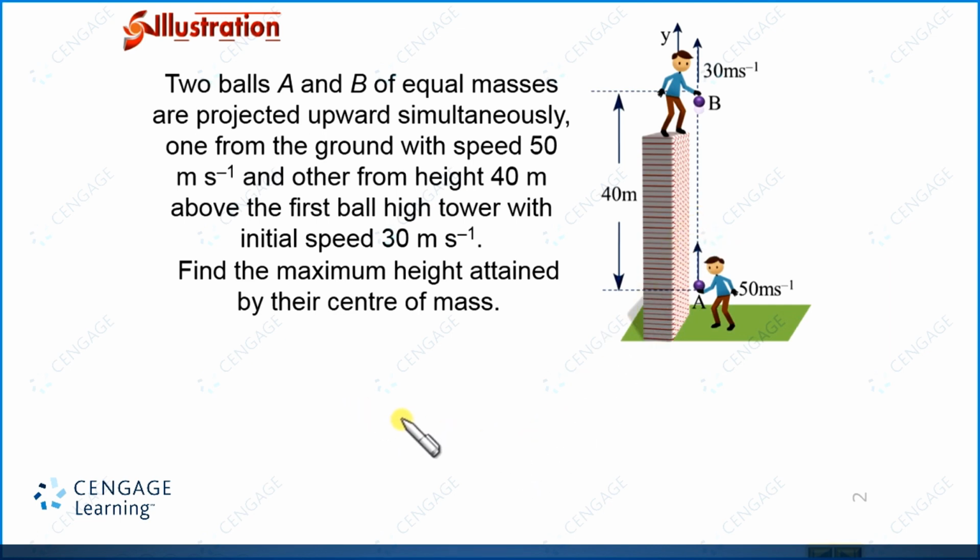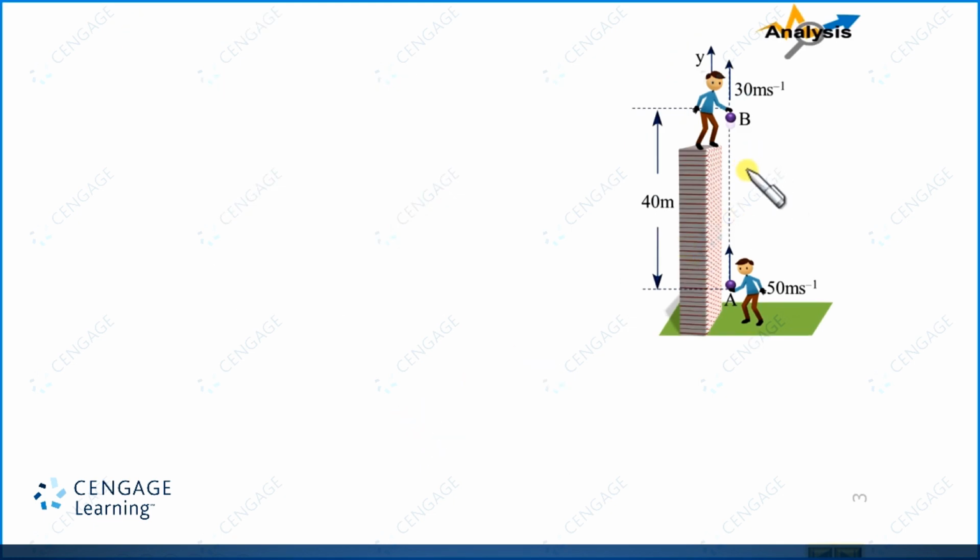Okay, so let us move to the problem analysis part. This is the diagram. Now let us select balls A and B as a system when they are traveling. When they are traveling, the only force acting on the system is the gravitational force, that is the gravity force. That means the acceleration of the center of mass should be g in the downward direction.